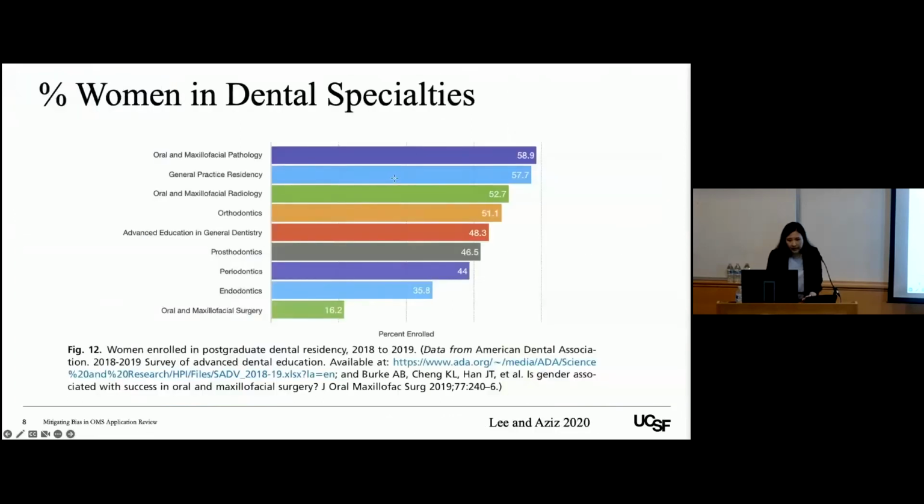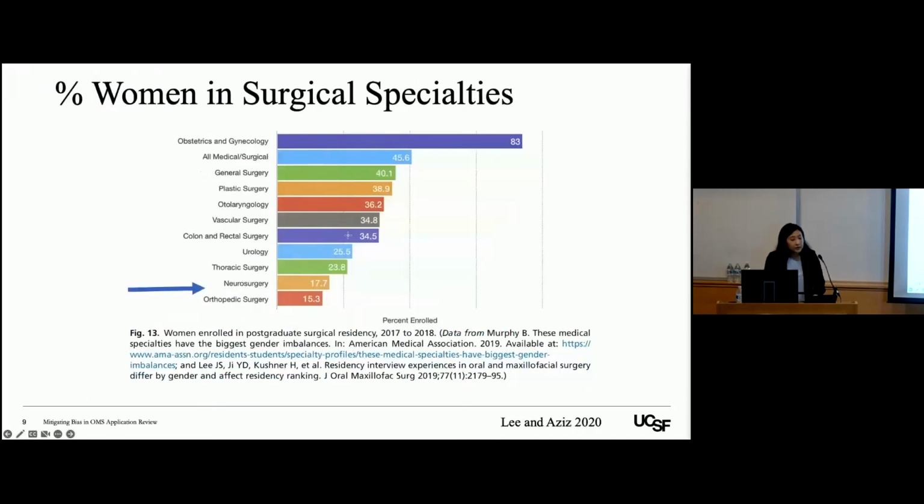So we're looking at gender. Are women even going to dental specialties? And from this graph, we can definitively say yes, except for OMS, where we're at 16.2%. But are women even going to surgery at all, you may ask? From this, we can tell from these surgical specialties that representation in OMS ranks very poorly among all those in surgical specialties, and we're in between neurosurgery and orthopedic surgery.